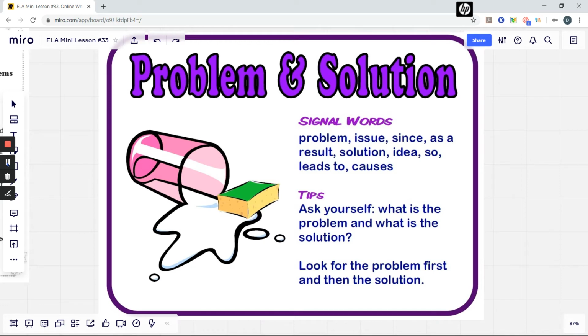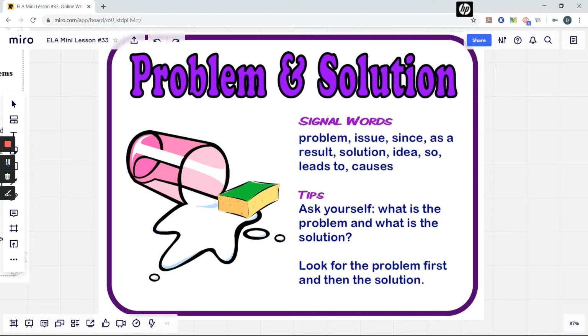Problems and solutions are connected in a text. We want to be able to identify both the problem and the solution in a nonfiction text and find the different parts of a problem, and sometimes there will be one or more solutions. So when you're reading this nonfiction text structure, there are several signal words that you can look for. Problem, issue, since, as a result, solution, idea, so, leads to, and causes.